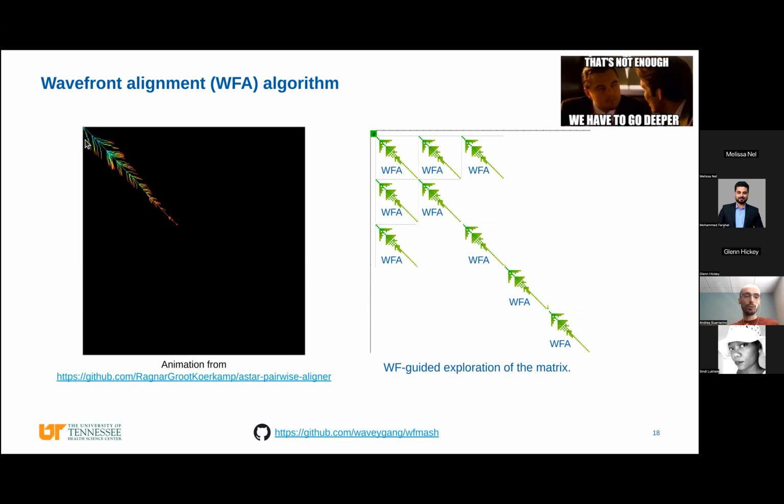This is called the wavefront. The wavefront explores the matrix to find the best path from the top left to the bottom right. That's to find the best alignment. And here, each pixel is a comparison between pieces of sequences, not just two characters.